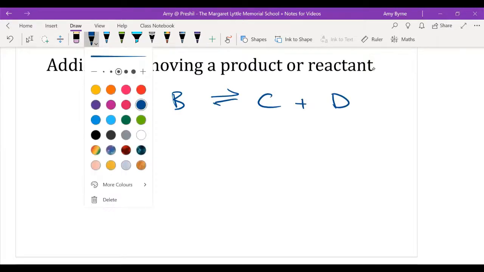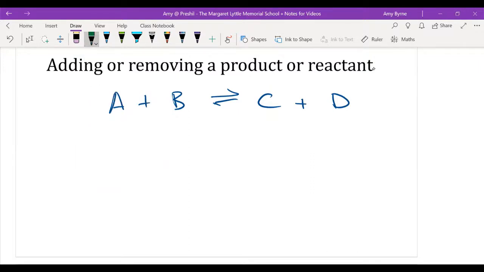So think about that ice table I drew before. If I initially add a whole bunch more C, the change will be against that addition. And then at equilibrium, my C and D will have decreased and my B and A will have increased. Initial, then I change, then it's equilibrium.